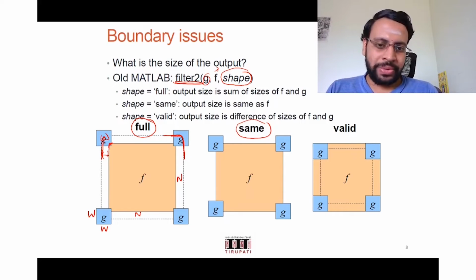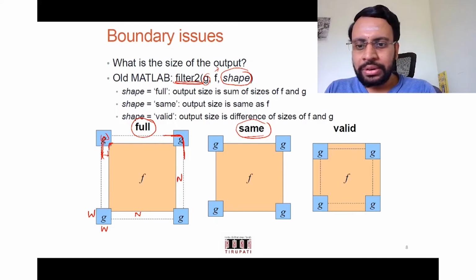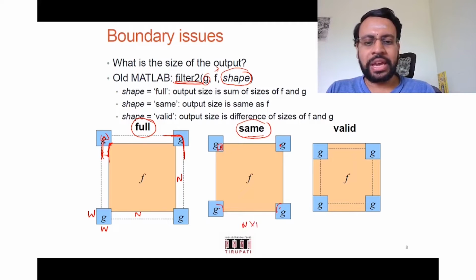Now when I say same, what it would do is it would do this operation only for the pixels that are there within F. So then your output would be the same size as this one. The resulting image size will be, in this case, n by n.